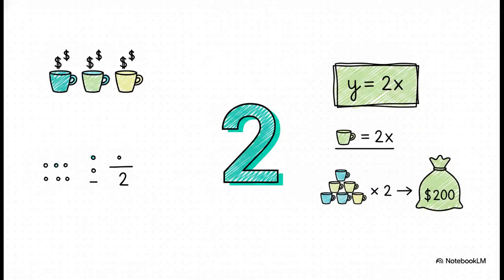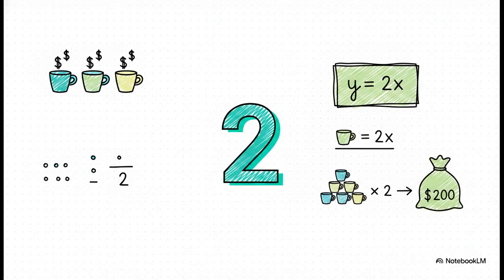Boom, the constant is 2. 6 divided by 3 equals 2. So your constant of proportionality, your K, is exactly 2. This means, no matter what, every single cup costs exactly $2. The ratio is totally consistent, which forms a proportional relationship. And the equation? Just y equals 2x.